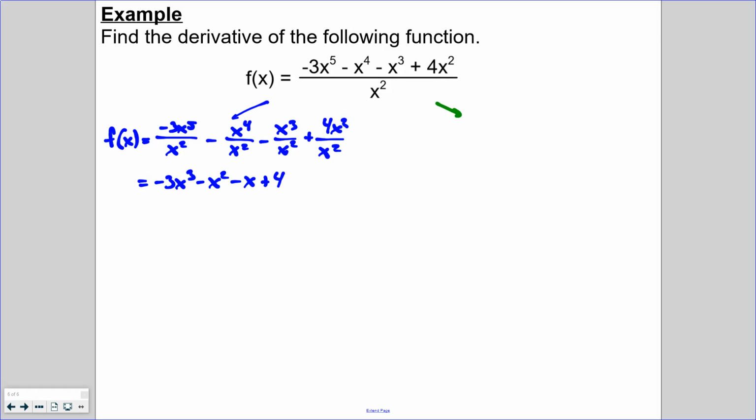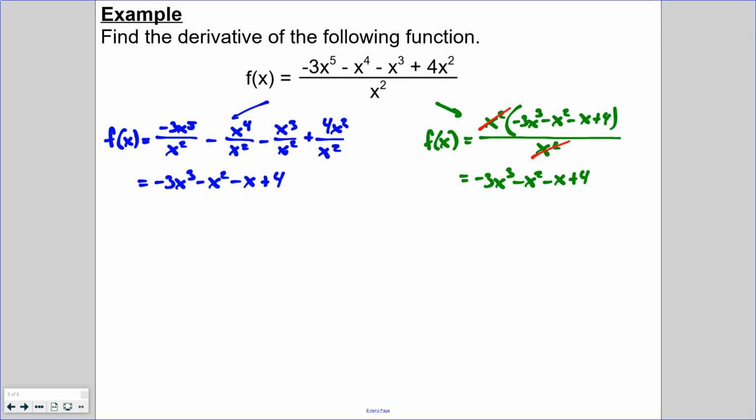Another way is to factor out the greatest common factor from the numerator. What do I mean by that? Well, we can see that each one of the terms in the numerator is going to have an x squared in it. So I can write this as x squared times the quantity, negative 3x cubed minus x squared minus x plus 4, and that's all over x squared. And the reason why this method works is because now we have a factor of x squared in the numerator, a factor of x squared in the denominator, boom, boom, boom, they're gone, leaving us with negative 3x cubed minus x squared minus x plus 4. And here you can see it doesn't matter which method we use, as long as we use it correctly, we will end up with the same simplified expression.